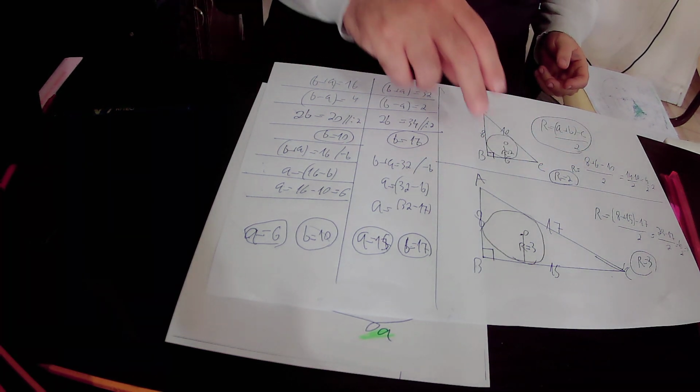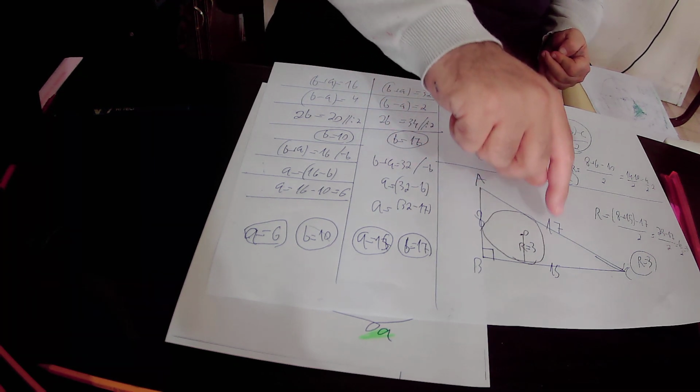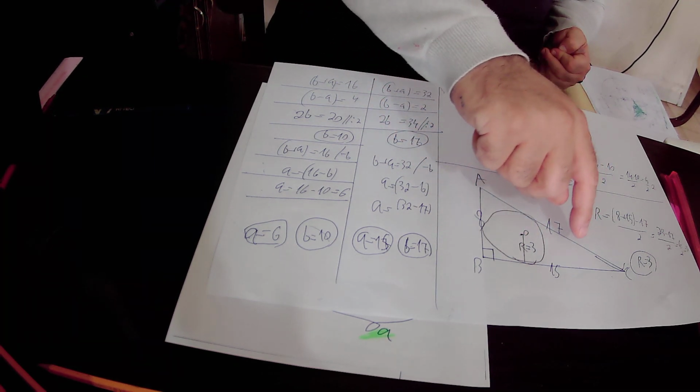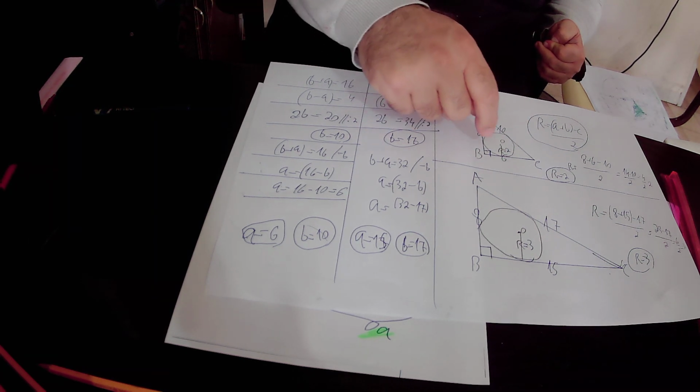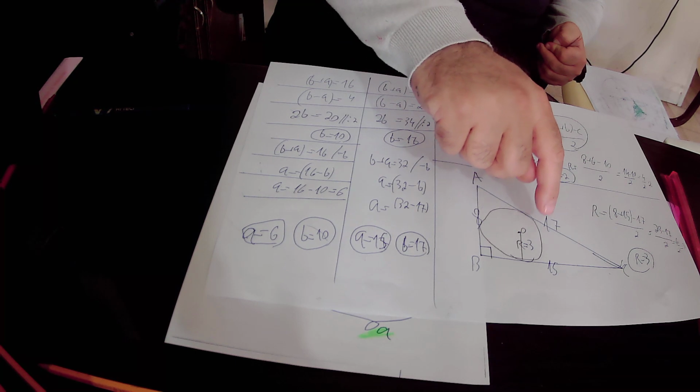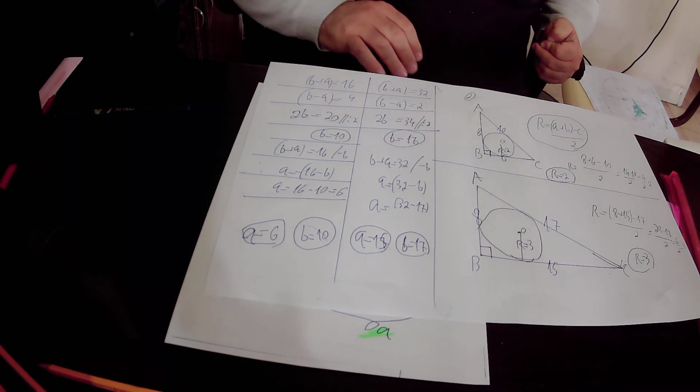And inside this right triangle, triangle ABC, we have this circle that is described by this specific triangle. And our mission is to find out the radius of this circle that is described by this triangle, triangle ABC.